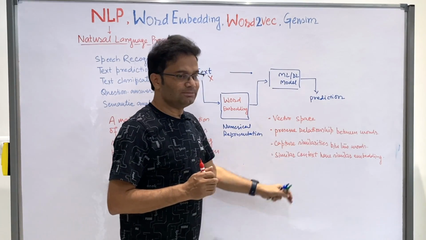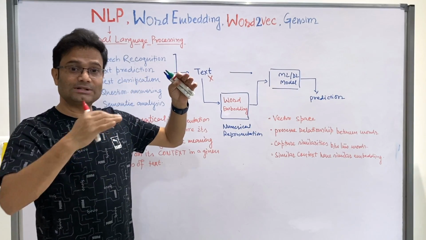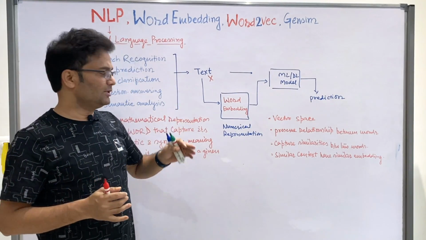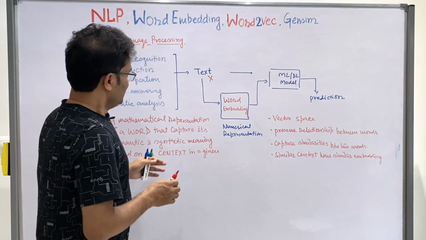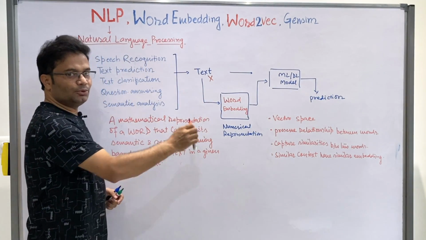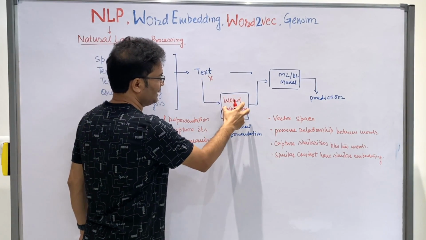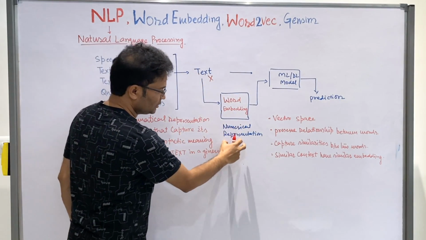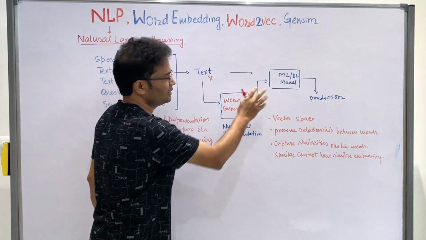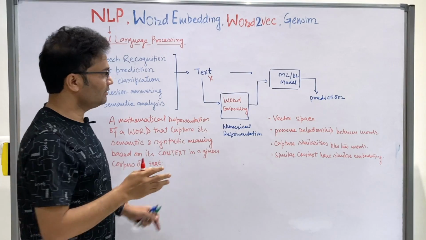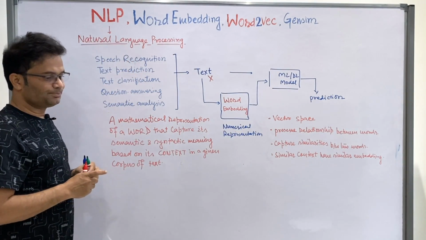It captures the similarities. Suppose you are given one word and want to find out what the similar words in this corpus are, that you can also find out. This is very important if you want to do anything in NLP, because word embedding will convert the text into a numerical representation. Then you can use this numerical representation inside any model, and you can execute any use case, right?